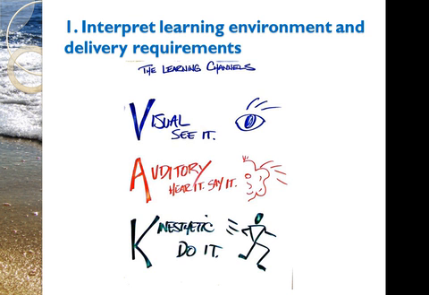So firstly, in element 1, interpret the learning environment and delivery requirements, we need to think about our students or our participants and the different ways they learn. These are the 3 major learning styles. Visual, in other words, they can see it or they have to see it. Auditory, they hear it and they can say it. And kinesthetic, they do it.